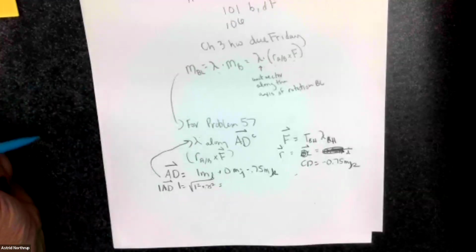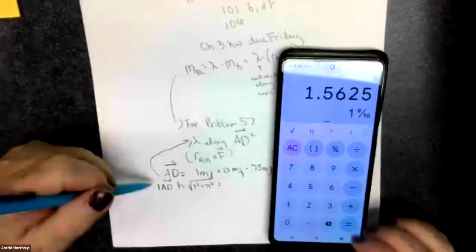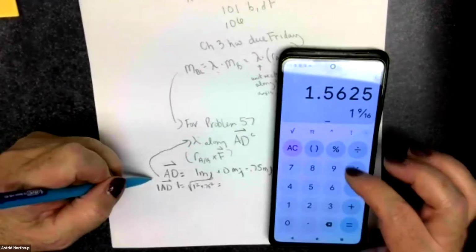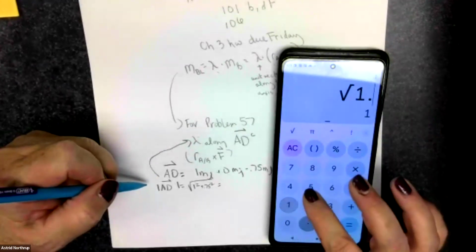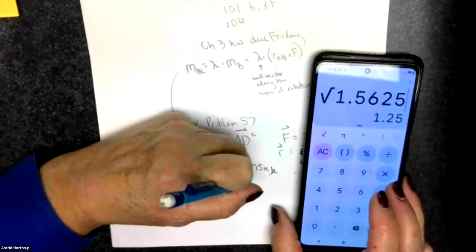So if I take the square root of that, all right, so my sum is 1.5625, and the square root of that gives me 1.25 meters.